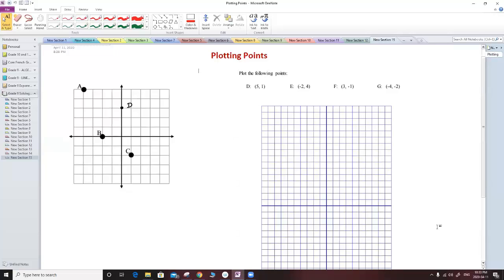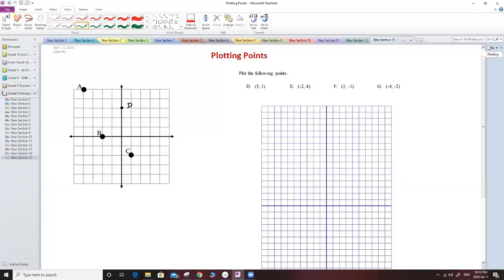Hi, grade 9. Today we're going to review some information about how we can plot points. As you remember from grade 7 and grade 8, we usually need to start with the x coordinate and after that the y coordinate. So if I have any point like A, B, C, or D and I need to find the coordinate, I have to find the x first, then the y.